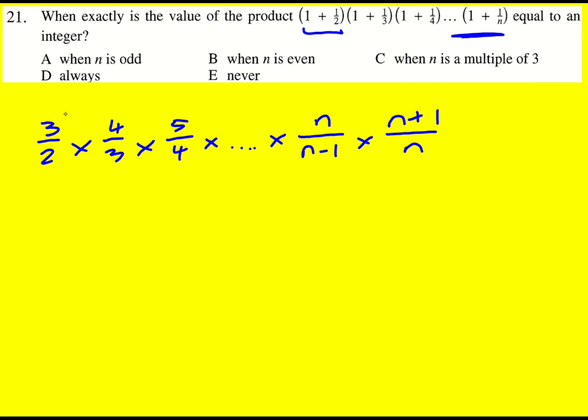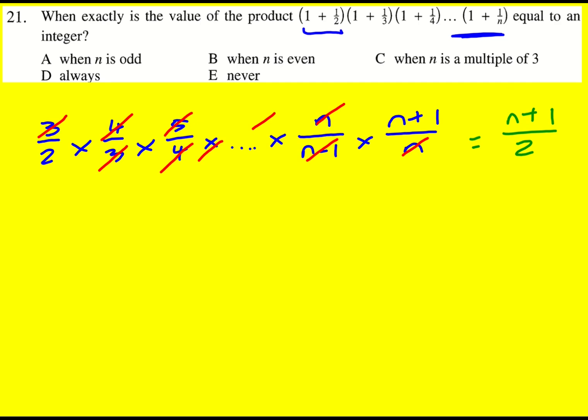And now the cancelling begins. We can just cancel out the 3s. We'll times them by 3 and divide them by 3. The 4s, the 5 would cancel with the next term. The n's cancel, and the n minus 1 would cancel with the previous term. This cancels out really nicely to just n plus 1 over 2.